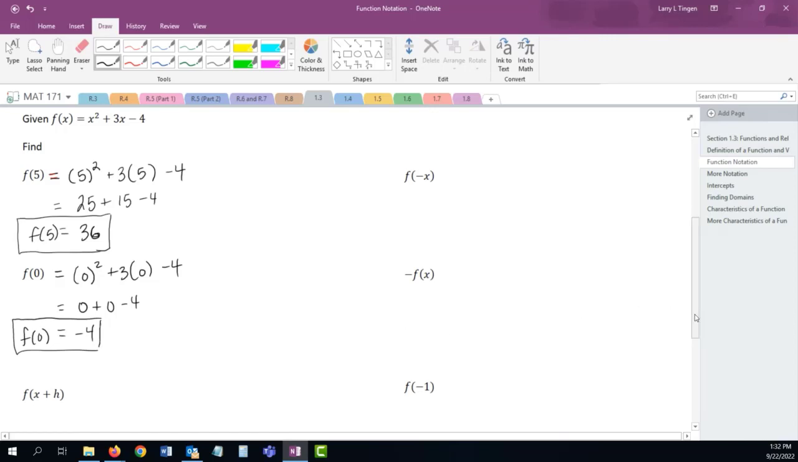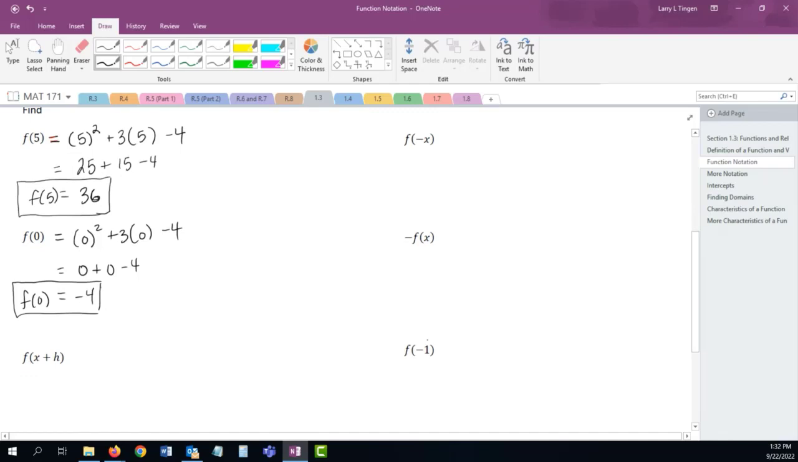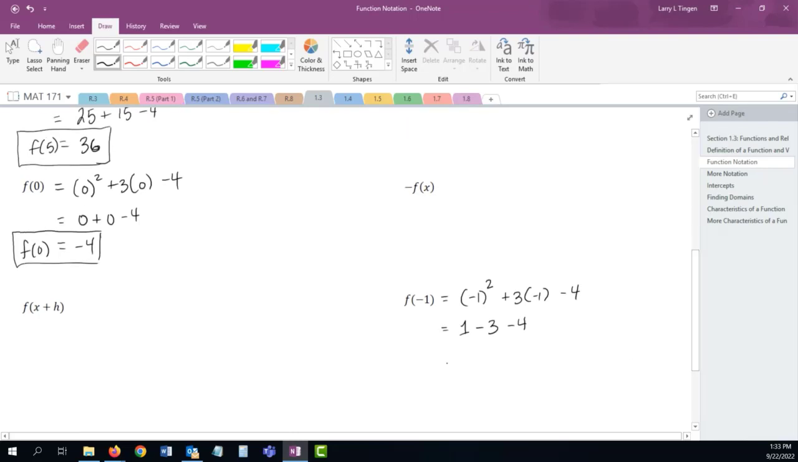And like I said, I'm going to cheat and jump down here to the f at negative 1, and then I'm going to come back and deal with the other three. So f at negative 1, well, that's x squared, which is negative 1 squared, plus 3 times negative 1 minus 4. Negative 1 squared is 1. 3 times negative 1 is negative 3, so it becomes minus 3 minus 4. 1 minus 3 minus 4. 1 minus 3 is negative 2. Negative 2 minus 4 more is negative 6.